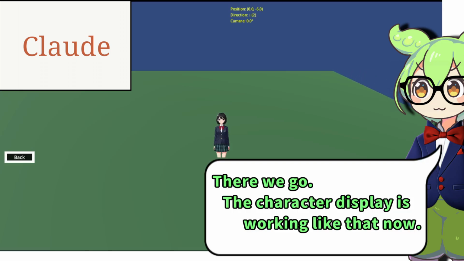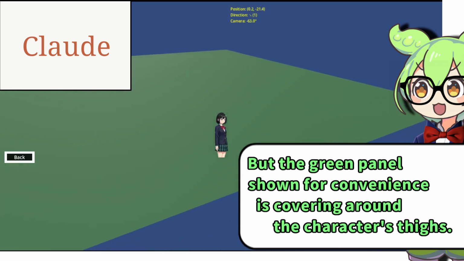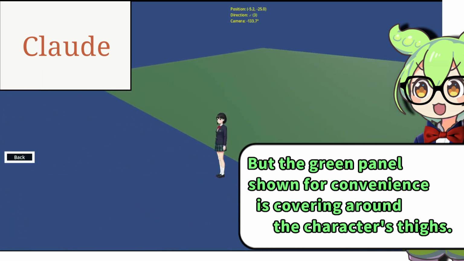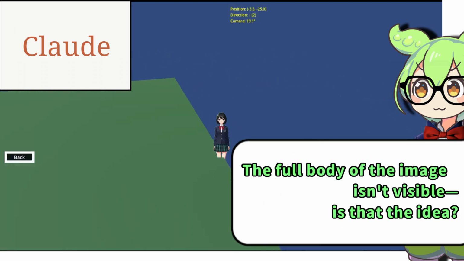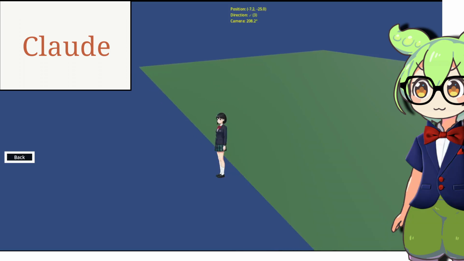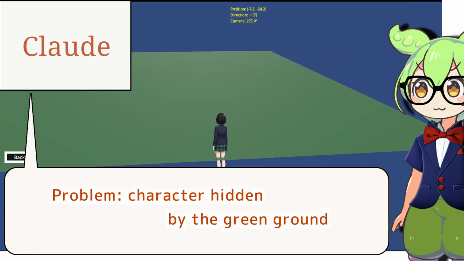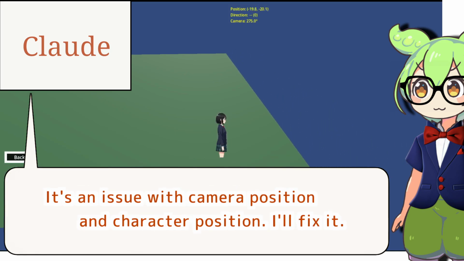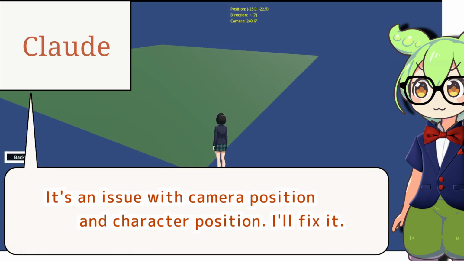There we go. The character display is working like that now. But the green panel shown for convenience is covering around the character's thighs. The full body of the image isn't visible. Is that the idea? Problem. Character hidden by the green ground. It's an issue with camera position and character position. I'll fix it.